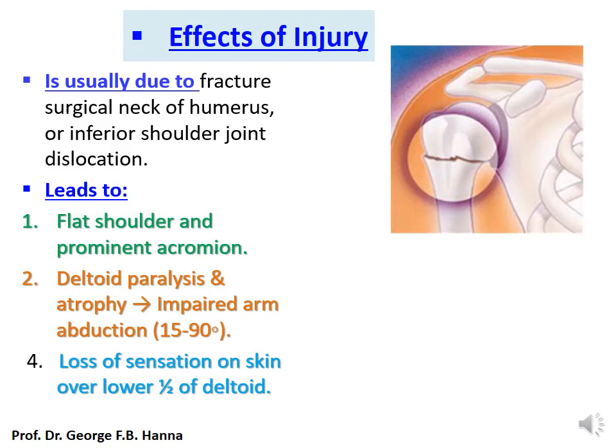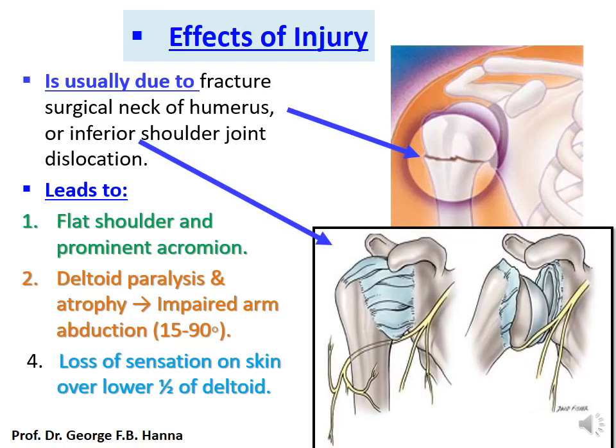axillary nerve can be easily affected in a patient suffering from fracture of the surgical neck of the humerus, or inferior dislocation of the shoulder joint as manifested in the diagram below. So what are the effects of injury of axillary nerve? Let us remove the lower diagram.